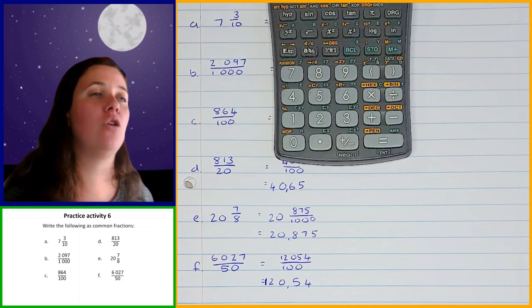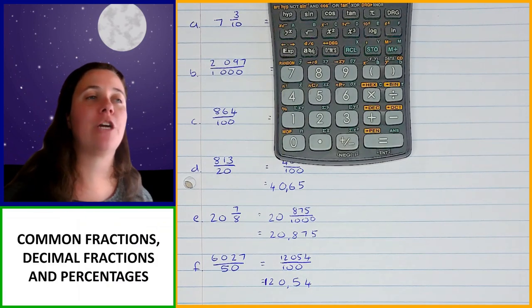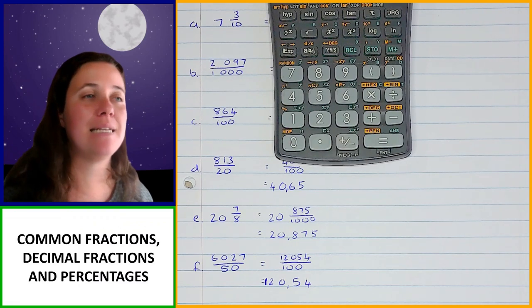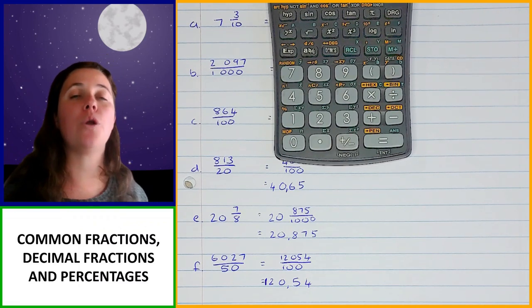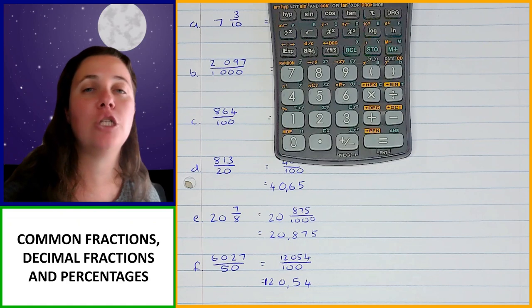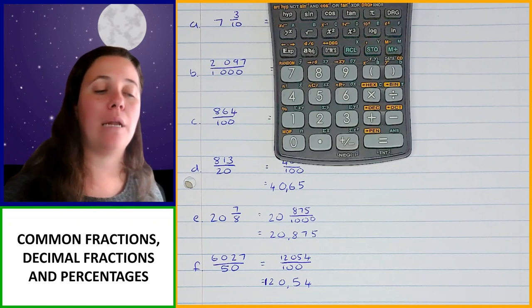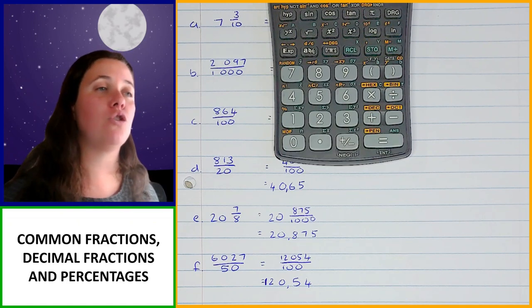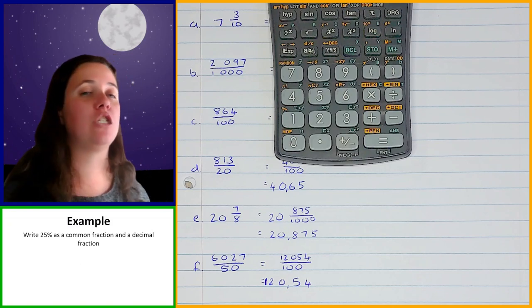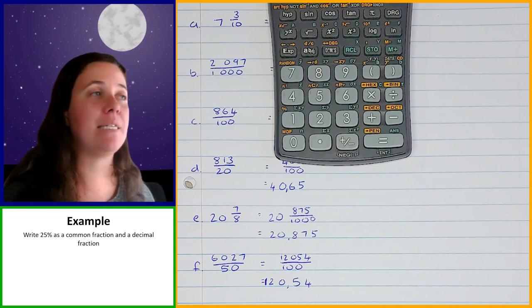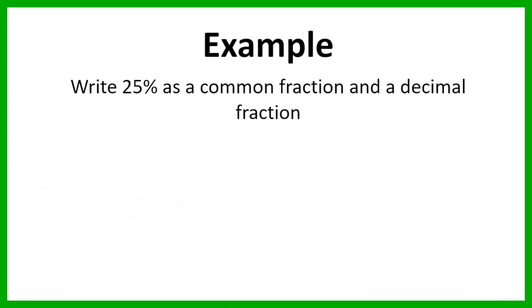Now we're going to quickly have a look at converting between common fractions, decimal fractions, and percentages as well. Now first, remember, when you're working with percentages, you need to know that a percentage is an amount out of 100. And that's important for you to know when we're doing conversions with percentages. The first one we're going to do is writing 25% as a common fraction and as a decimal fraction. So this is the example we have over here.